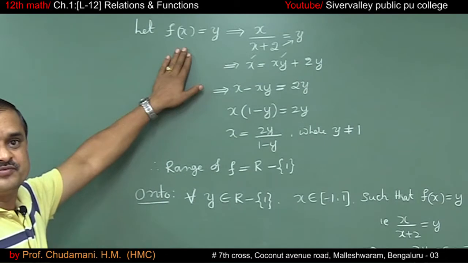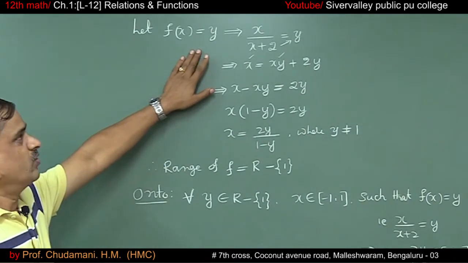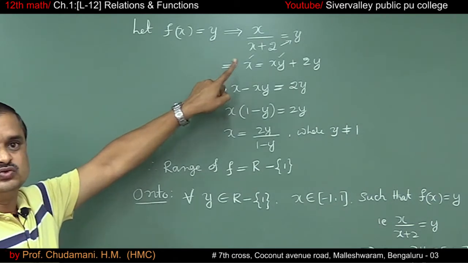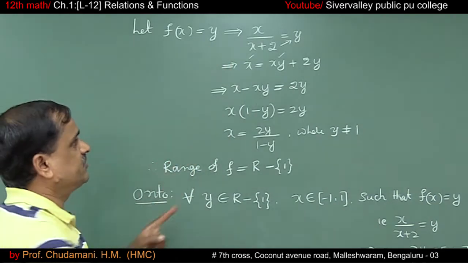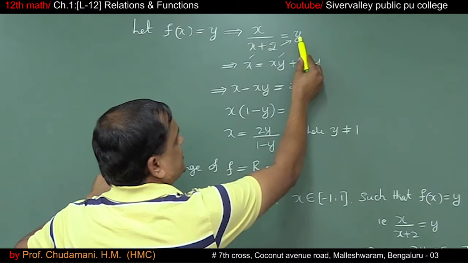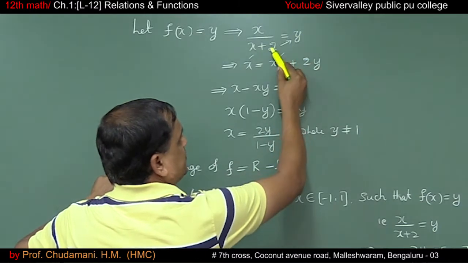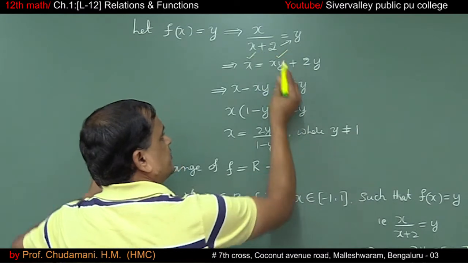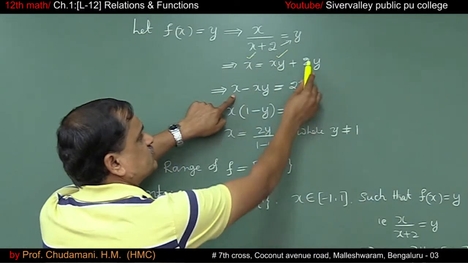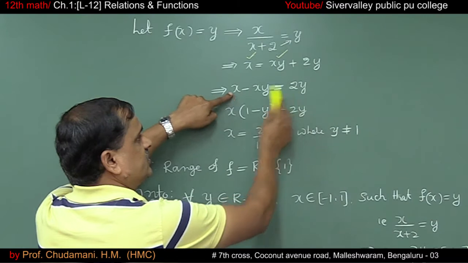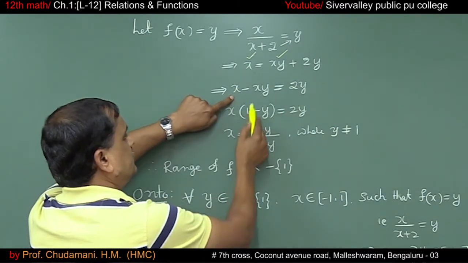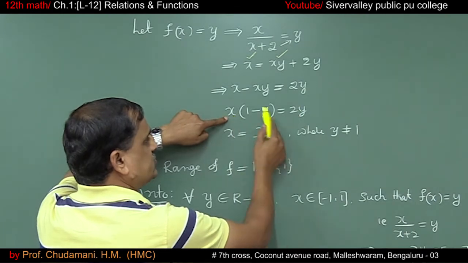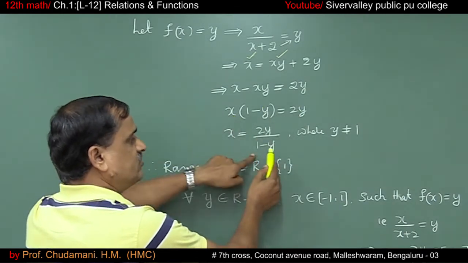Let f of x is equal to y. What is f of x? x divided by x plus 2 is equal to y. Cross multiply. So, x is equal to xy plus 2y. Collect x terms together. x minus xy is equal to 2y. If I take x common, x times 1 minus y is equal to 2y. x equals 2y divided by 1 minus y.